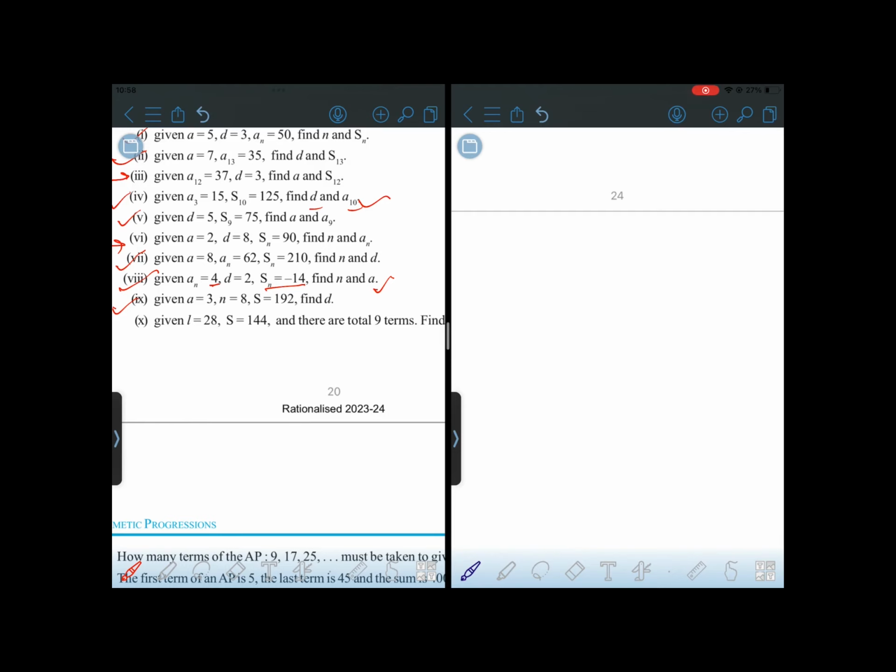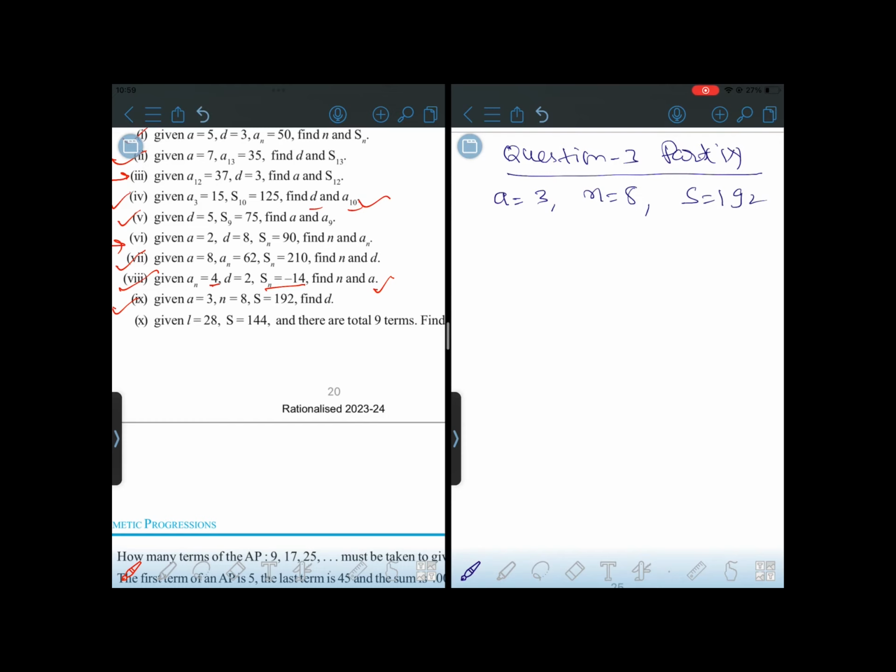In the ninth question, we are given the values of a, n, and S, and we have to find the value of d. It's a very easy question, because it is a direct formula-based question. This is question 3, part 9, right? Here we are given a is equal to 3, n is equal to 8, and S is equal to 192.